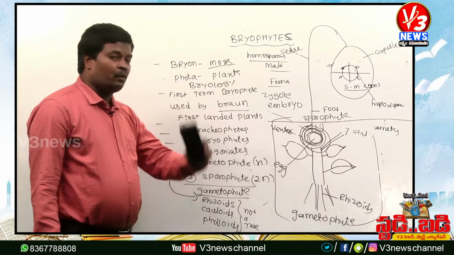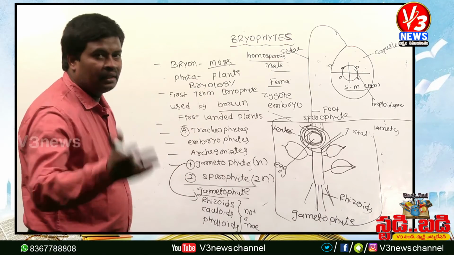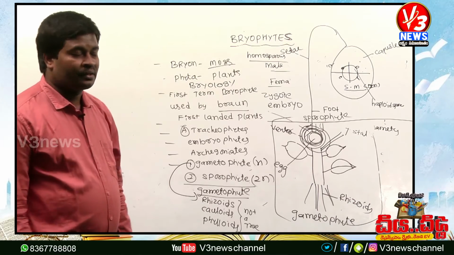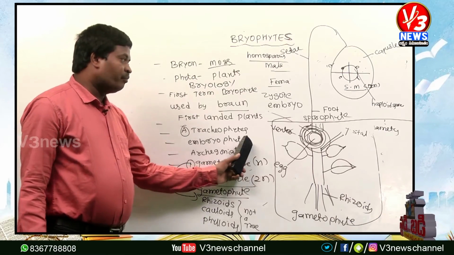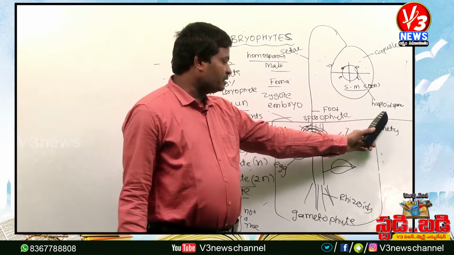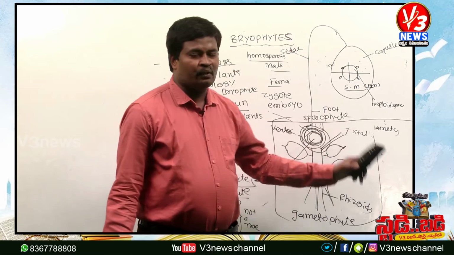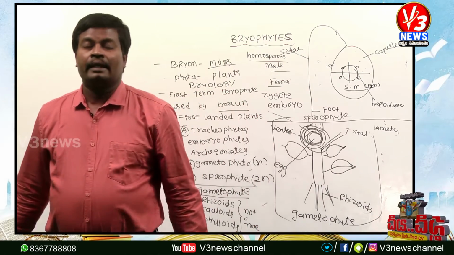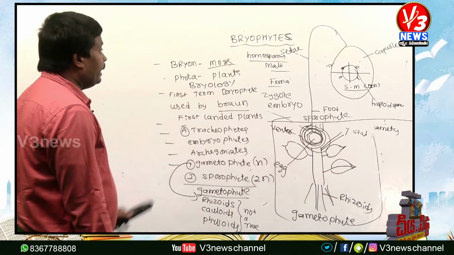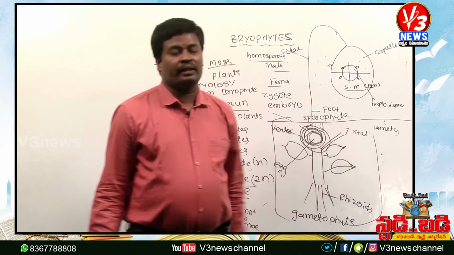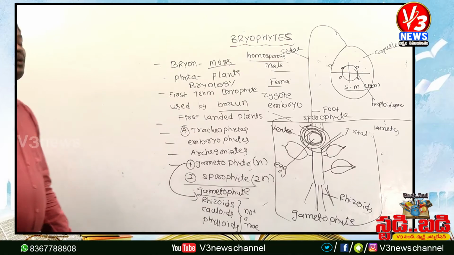Atracheophytes. Atracheophyte means the plants do not possess vascular tissues. Embryophytes: just now we discussed that fusion of the male and female gametes produces an embryo, so they are called embryophytes. In bryophyta, the female reproductive organ is called the archegonium, so they are called archegoniates.